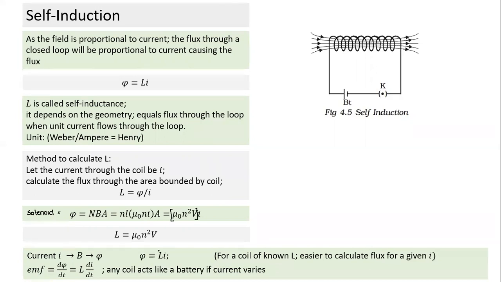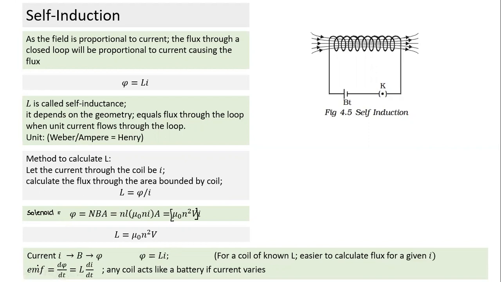And if we know the value of coefficient of self-induction, phi is equal to Li. That's the new thing we have learned. Phi is equal to Li. That's the new term. Coefficient of self-induction times current. So what is EMF here?